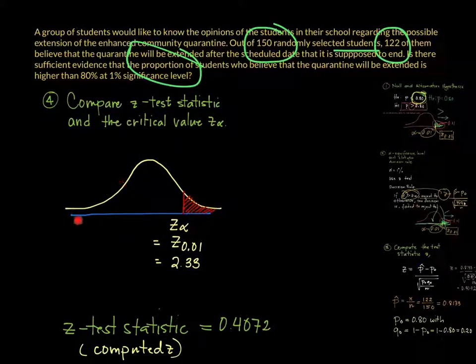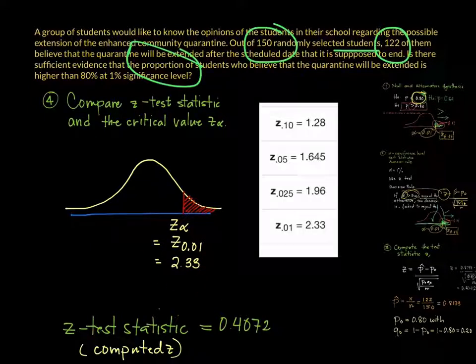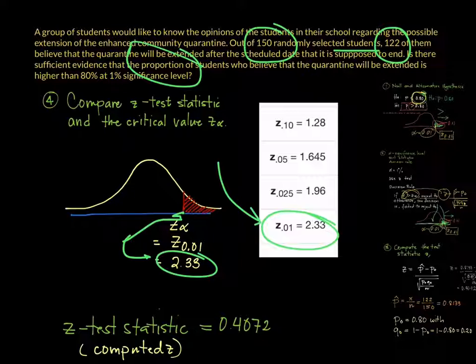So again, in our diagram, we have a right-tailed diagram, and the area of rejection is located here. The z of alpha, which is z of 0.01, is given by 2.33. And this value can easily be taken if we have a reference for the special z values. So the z of 0.01, like in this list, is the value 2.33. So that boundary that we see in our area of rejection is this number 2.33.